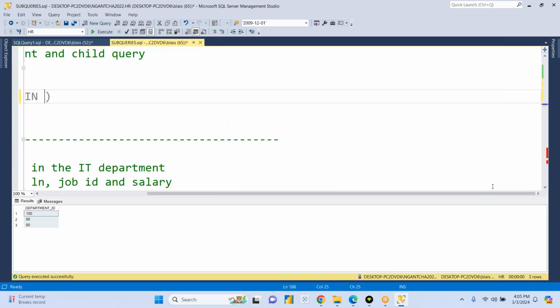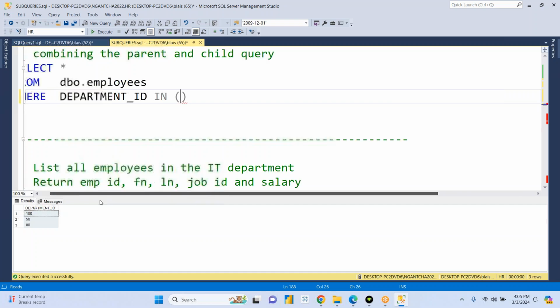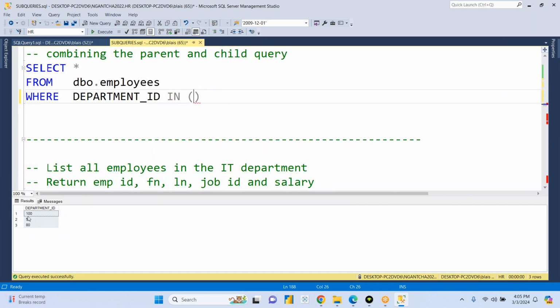See, dismiss this, and then go in and manually type the department IDs that were returned by the subquery. And of course we can remember this is a job of the in operator. When you have multiple values, the in operator steps in. Equality no longer works in this situation. You see, this is very, very important.